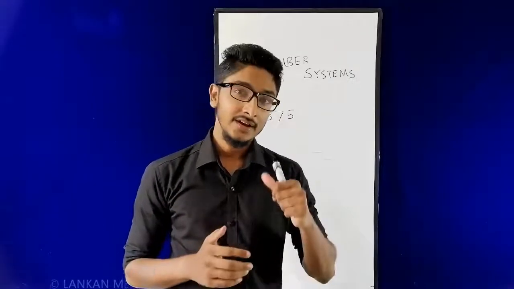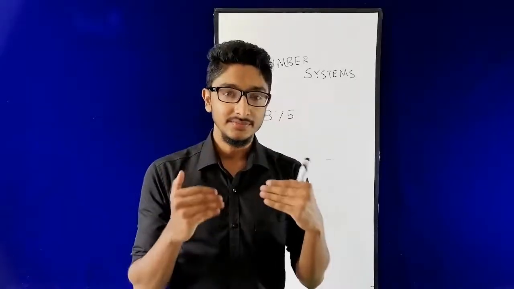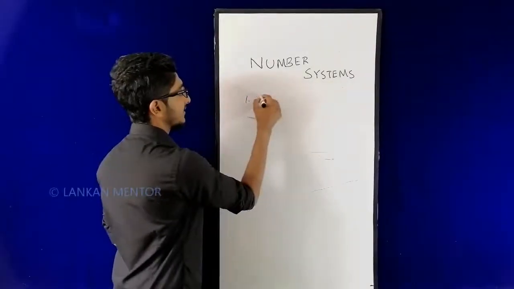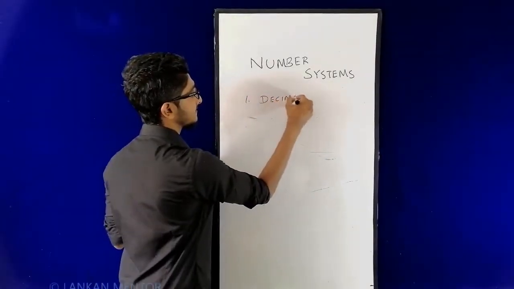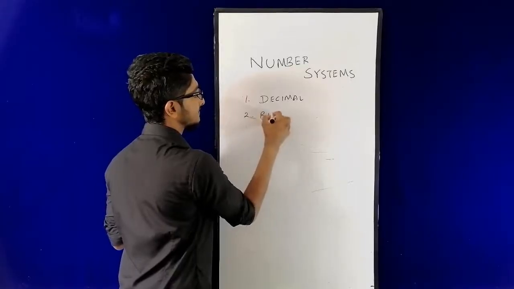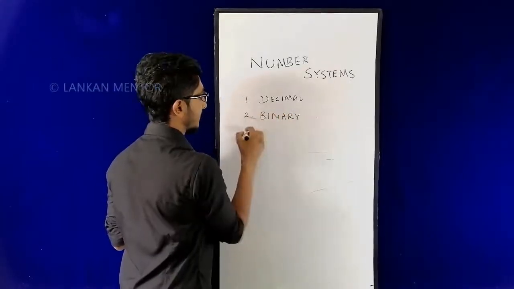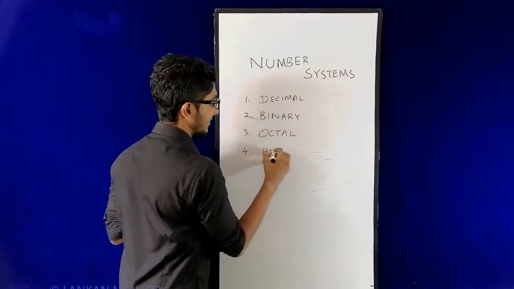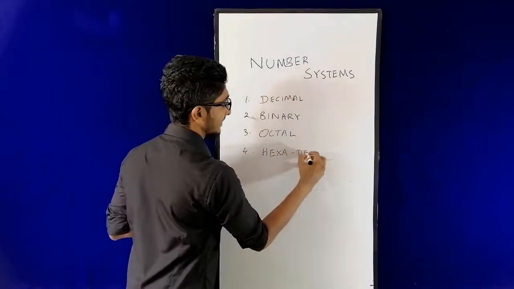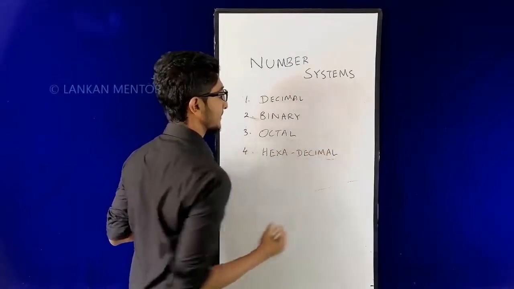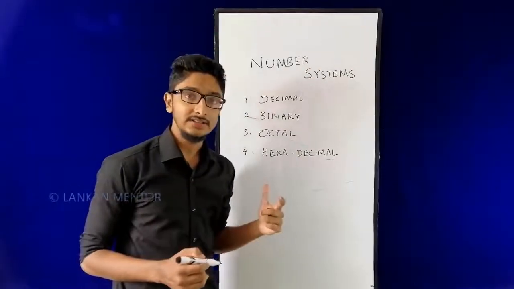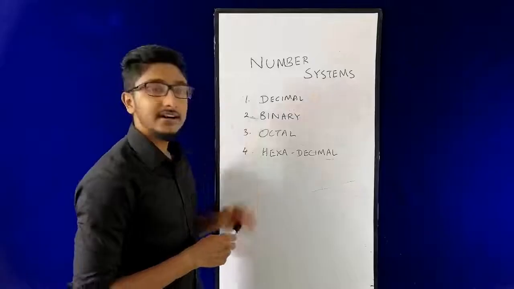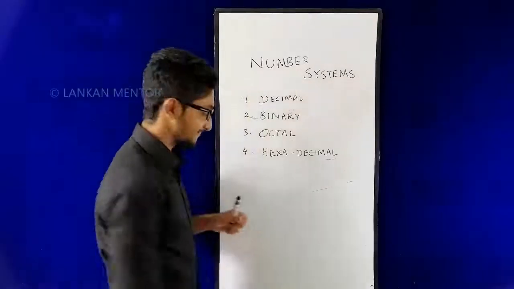Now, we'll discuss the number systems. We have 4 kinds of number systems. One, decimal, binary, octal, and finally hexadecimal. So we'll look at each and every one of these in depth. We'll start with decimal number systems.